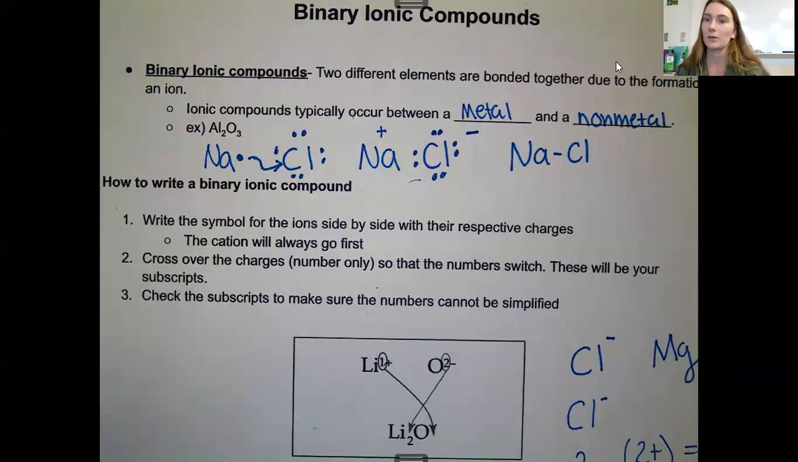Because of this, we know that the left side of our periodic table, the metals, are typically cations, which are positive, and the right side of the periodic table is typically anions, so our nonmetals are typically negatively charged. Then we know ionic compounds are typically going to occur between a metal and a nonmetal. So you'll want to put that in that space: metal and nonmetal.